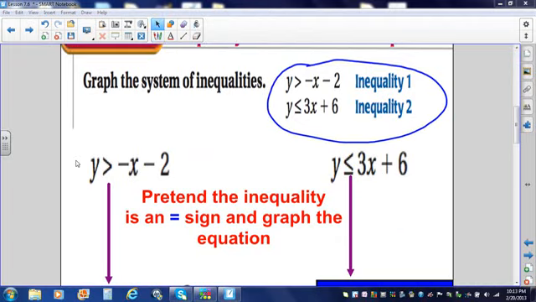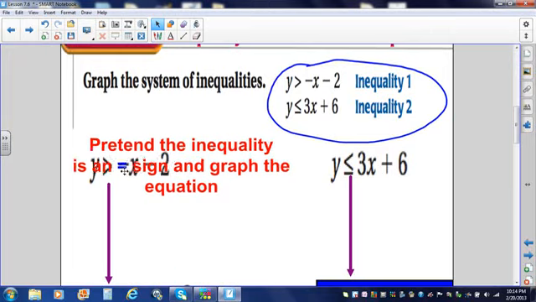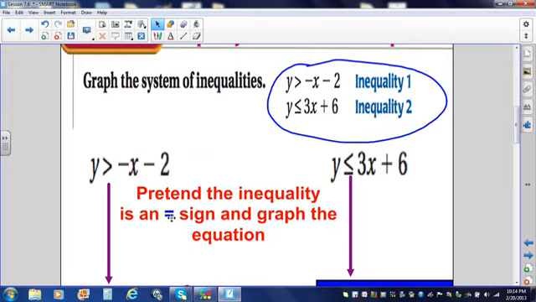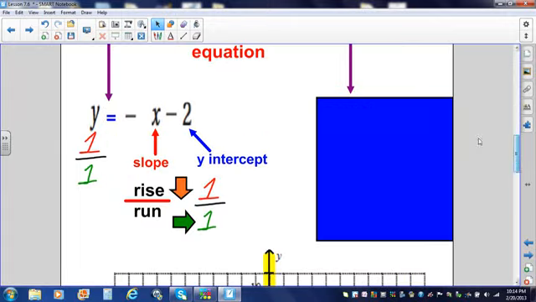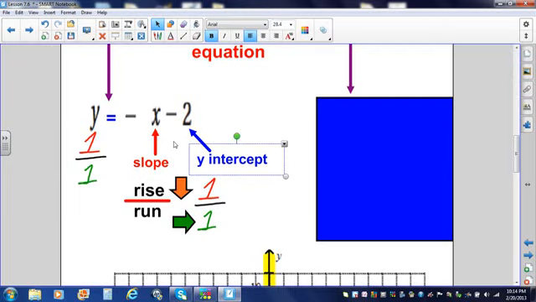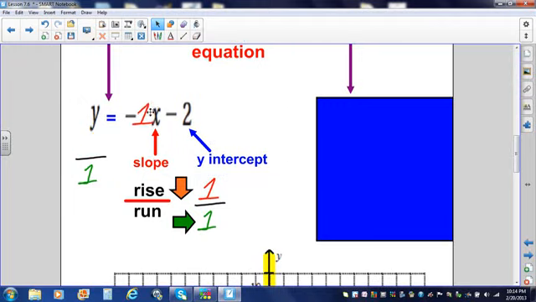I'm going to solve this inequality first by graphing it. Remember, when I say graphing it, this time I'm not on a number line, I'm talking about on the coordinate grid on graph paper. So I'm going to pretend that the inequality is an equal sign. I have y equals -x minus 2. Minus 2 is my y-intercept. My slope is really -1 with a denominator of 1.